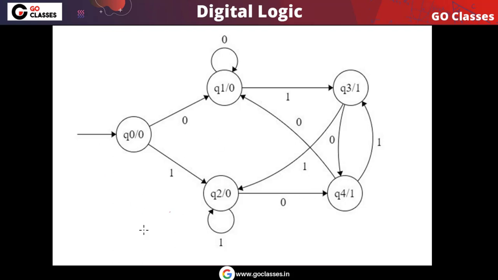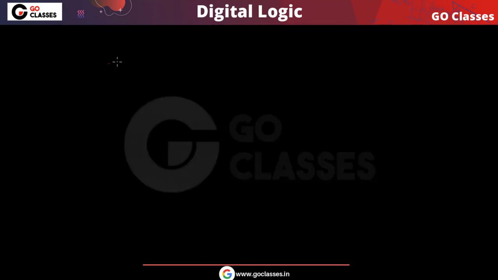Now, in this Moore machine, if you are in state Q0, then the output produced will be 0. In state Q1, the output printed will be 0. In state Q3, the output printed is 1. In state Q4 and state Q2, these are the outputs that will be printed.